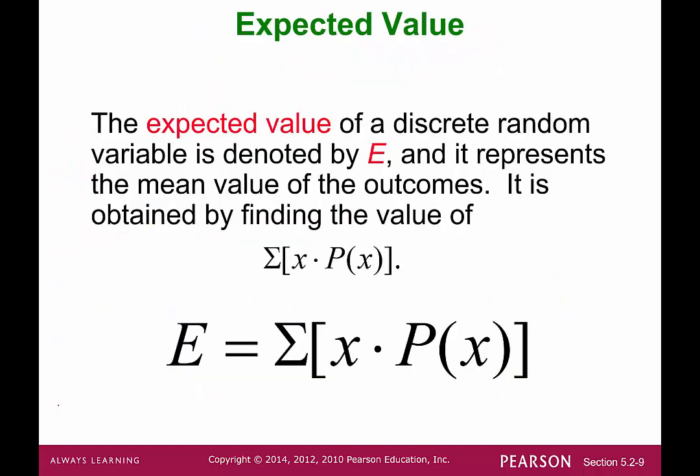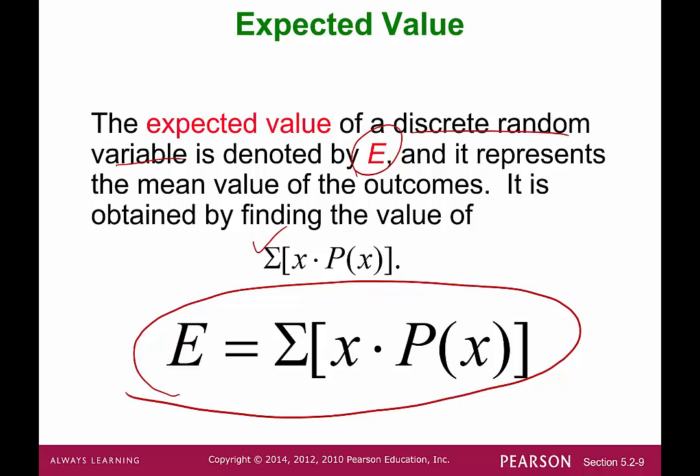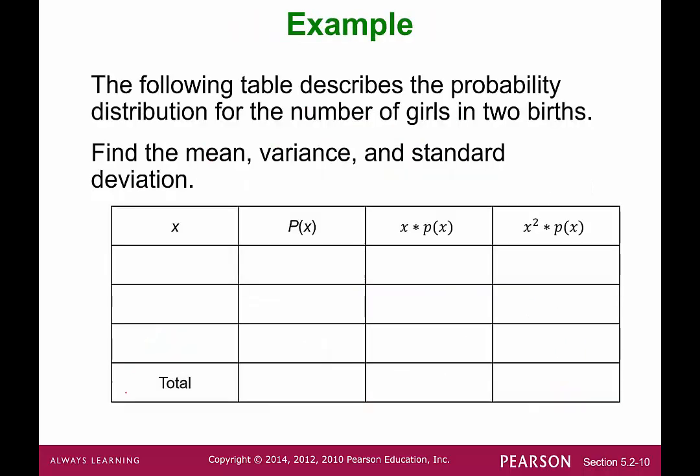Now let's take a look at the expected value. The expected value of the discrete random variable is denoted by E. It represents the mean value of the outcomes. So it's obtained by finding the value of this: sum up x times p of x. So the expected value equals summation of x times p of x. And now let's take a look at the example.